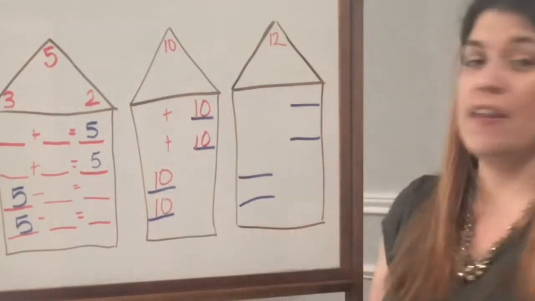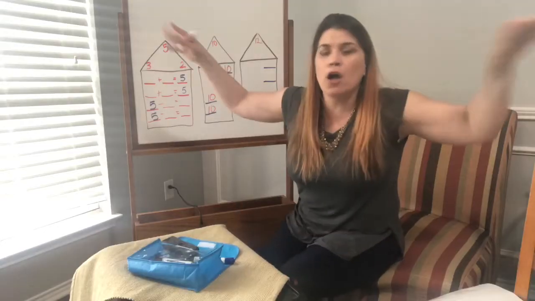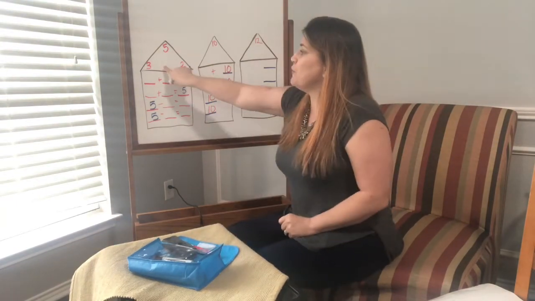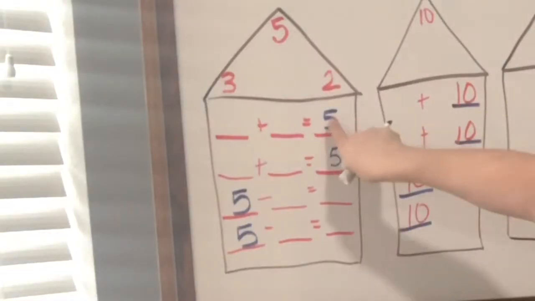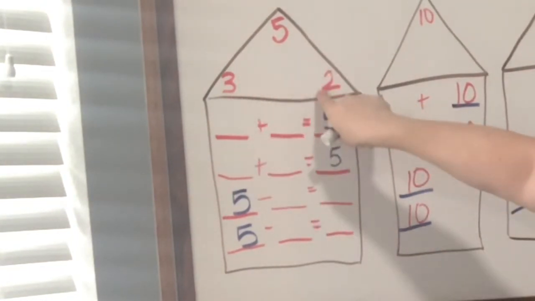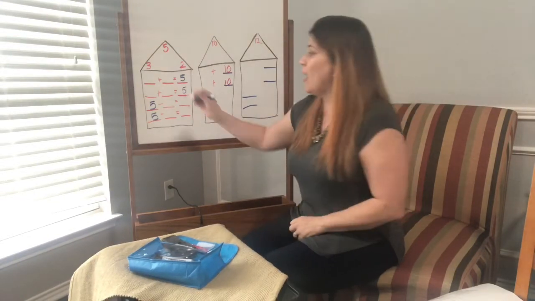So I can already plug that into my formula before I even know what numbers I'm going to use here. Okay, so let's go back to our 5, 3, and 2 fact family. We know that our sum is 5. So 3 and 2, we just used our fingers already. 3 plus 2 equals 5.